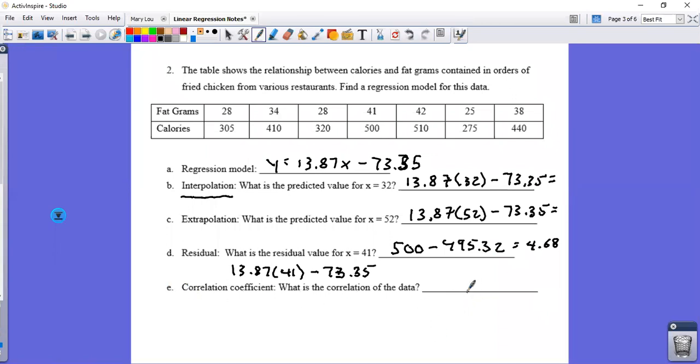What's the correlation coefficient? What did we say it was? 0.9956. So not as strong as the last one that was 0.999, but still obviously very strong. So this is strong positive correlation. If it was a negative, it would be a negative correlation.